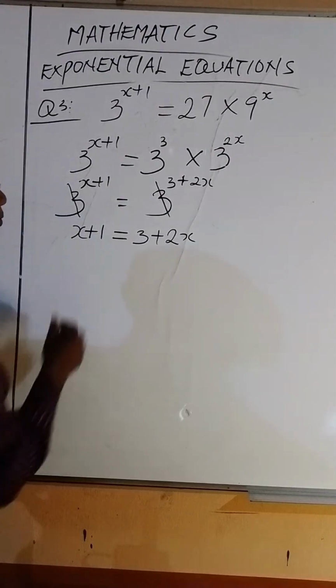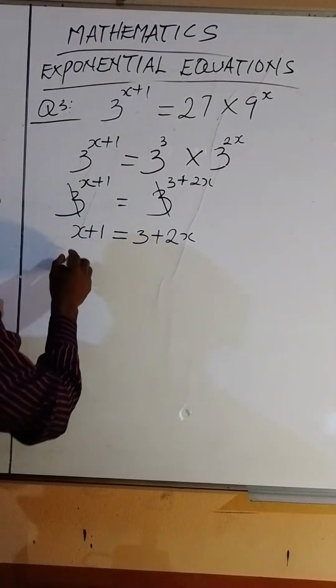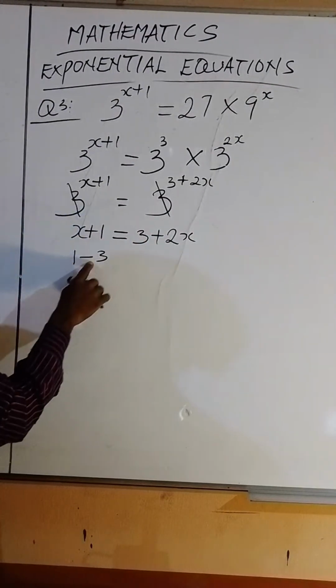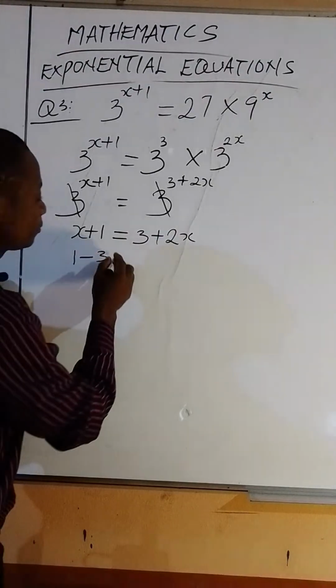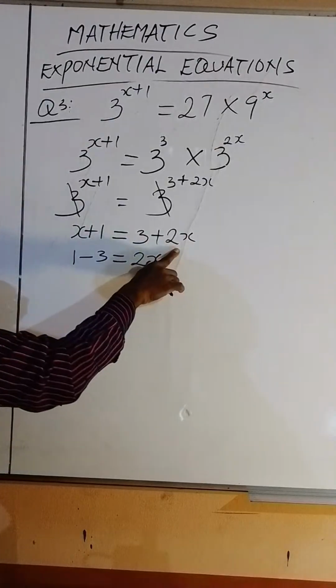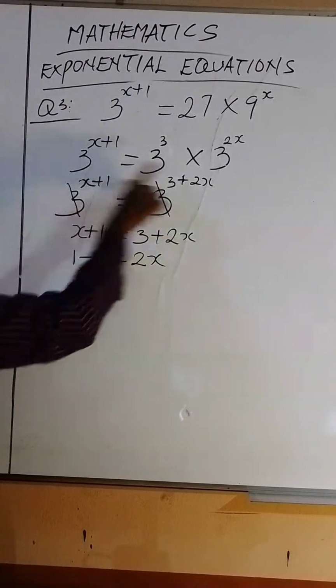We can collect like terms. So in this case, we are going to have 1 minus 3. When 3 is coming this way, we have minus 3. And this is equals to 2x. We are left with 2x here. Then this x will come here.